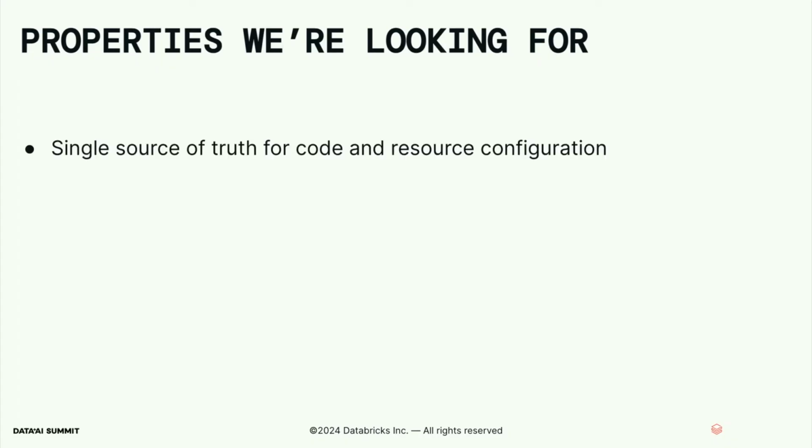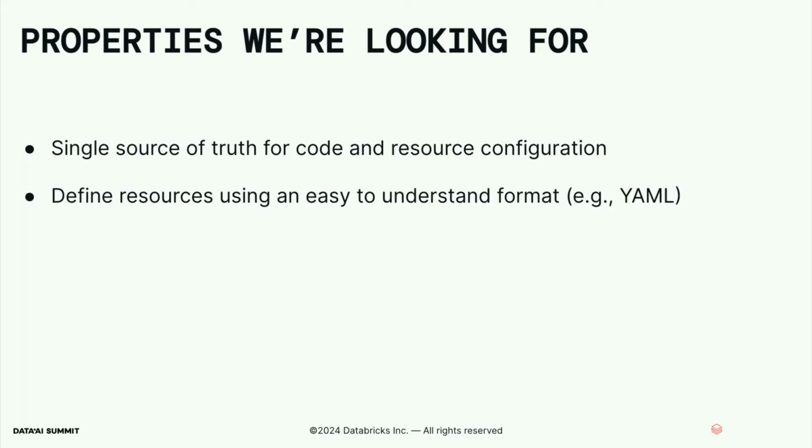Talking through this, this is all leading up to Databricks Asset Bundles, of course, but let's first identify the properties that we're actually looking for. So the first one is that we want to have a single source of truth for our code and our resource configuration. We said that this is codependent, right? We want to have the code and the resource configurations in sync. So in order to do that, we're going to stick that in the same version control repository, Git repository.